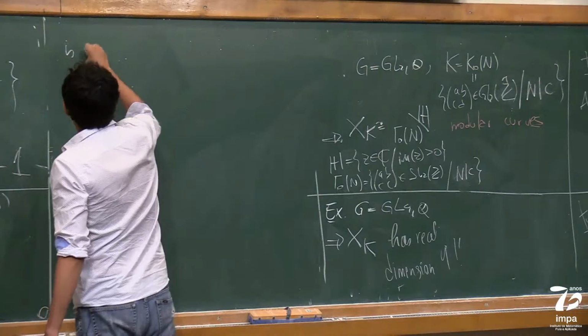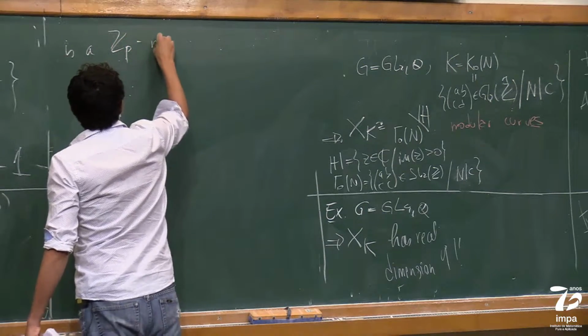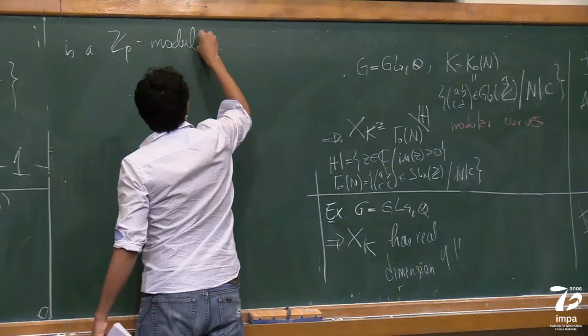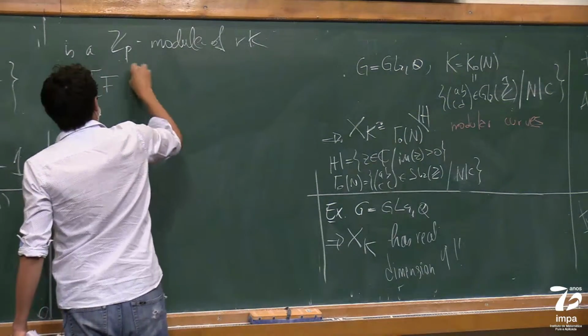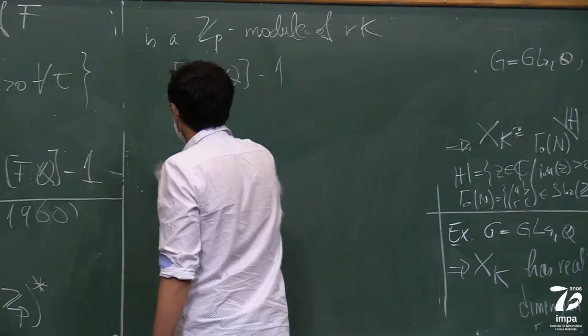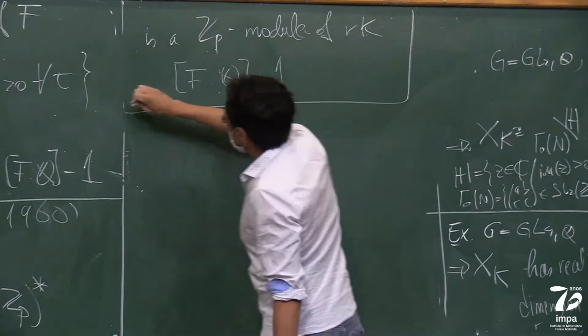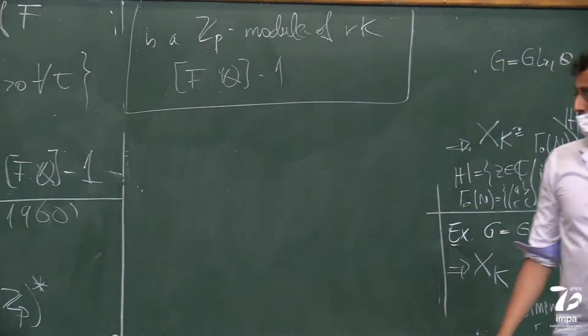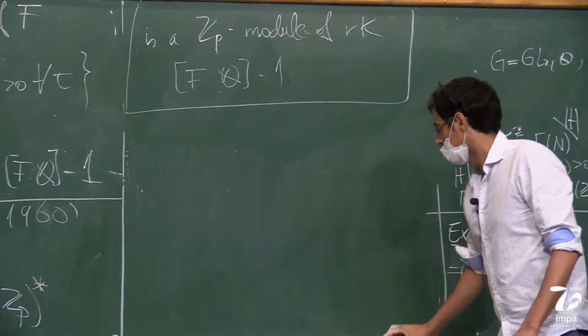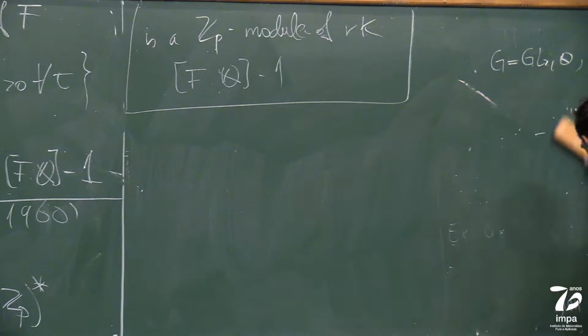So it's a Z_p-module of that rank. This is the conjecture. It's very easy to state, but seems very difficult to prove. Okay, so that's a conjecture on the side of the number field.